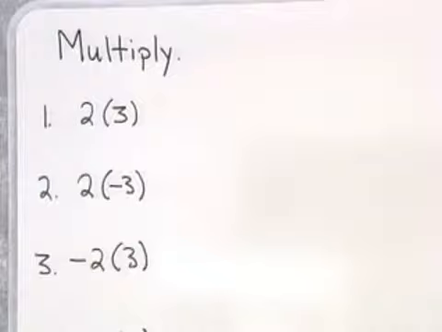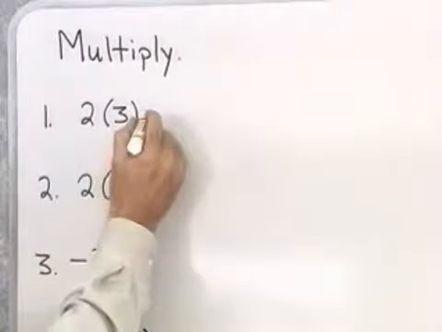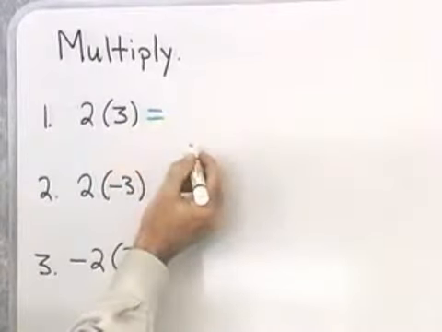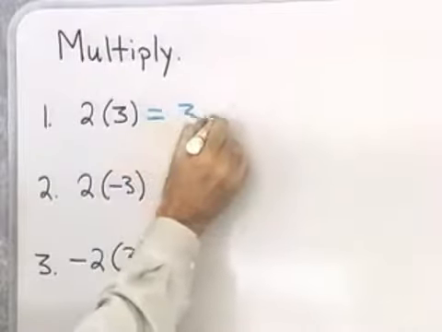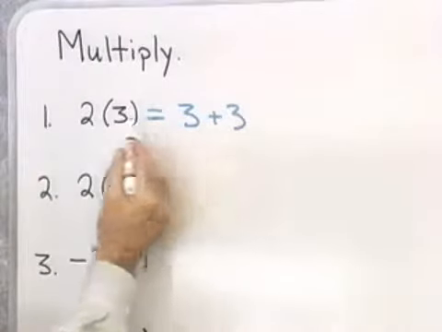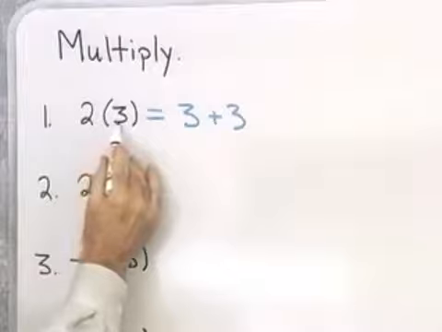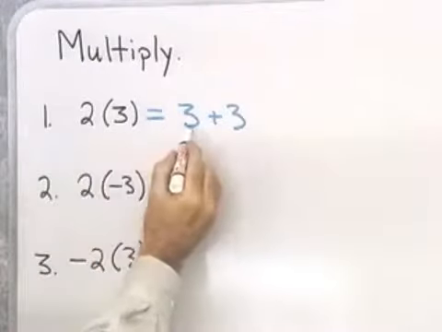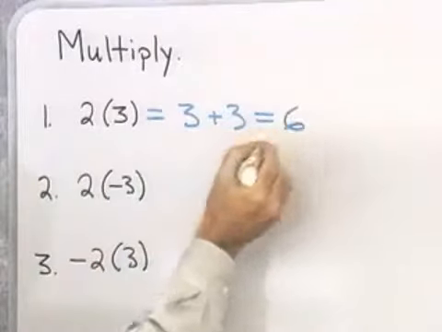First, I want to multiply 2 times 3. Now, I'm going to just show you how we justify this rule real quickly. 2 times 3 means 3 plus 3. That's the definition of multiplication. It means write down 3 2 times and add. 3 plus 3 is 6.